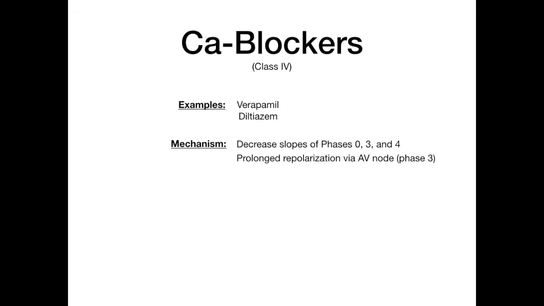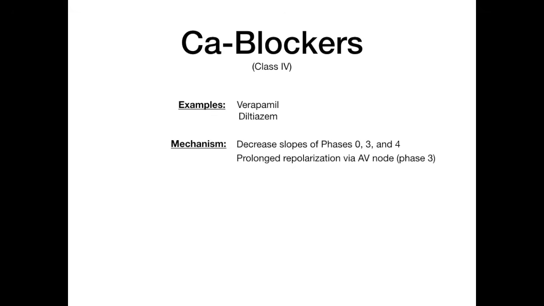So the calcium channel blockers are probably the easiest of these 4 classes to memorize, and that's because there's 2 drugs that you need to know, and just 2. They're verapamil and diltiazem, and you've probably heard these names mentioned before, so they're a little bit easier to commit to memory. The mechanism here, it may seem complex at first, but I'm going to break this down and make this really simple for you.